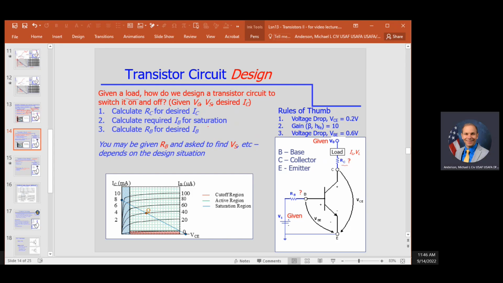And off of that base current, we're going to calculate the necessary base resistor to get that base current. Now, this could be set up in a different way. In this scenario, you're given the voltage sources and a desired current. It's possible I could tell you, I'm giving you the base resistor, and I'm asking you to find Vs right here in order to get the transistor in saturation. In either case, it works the same way.